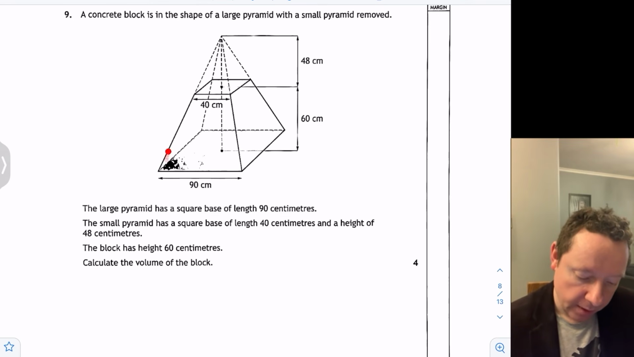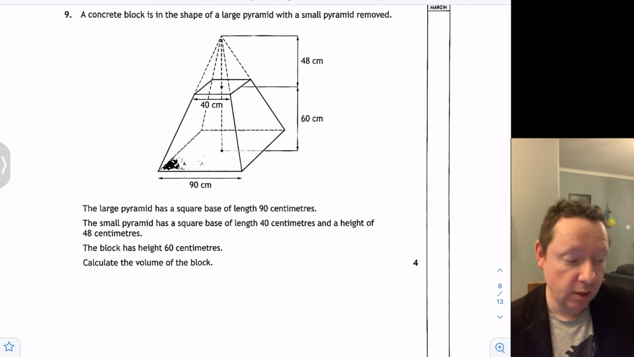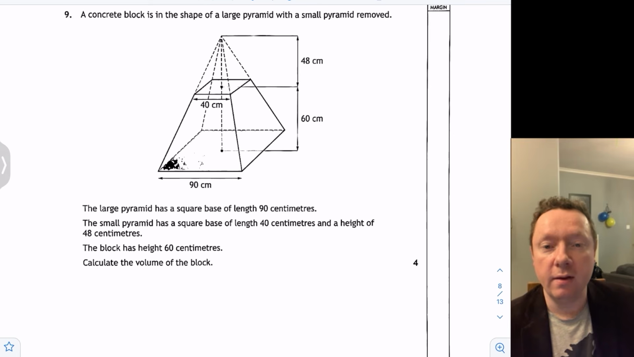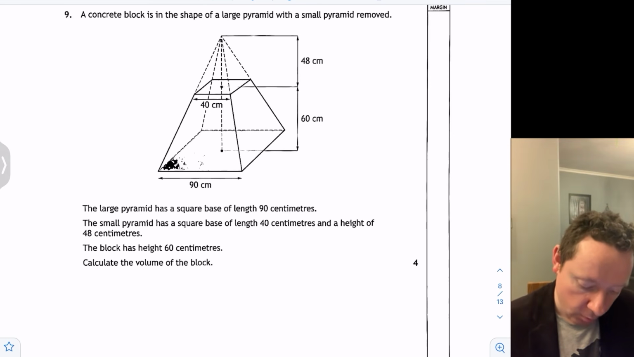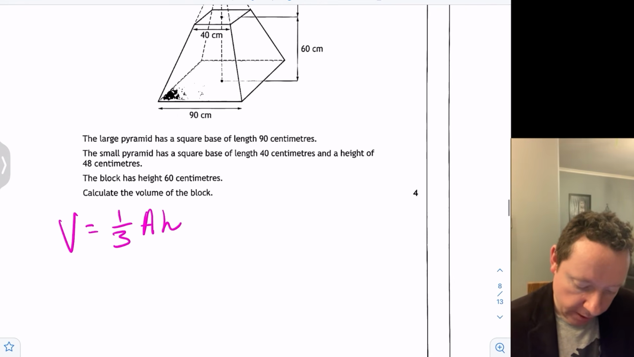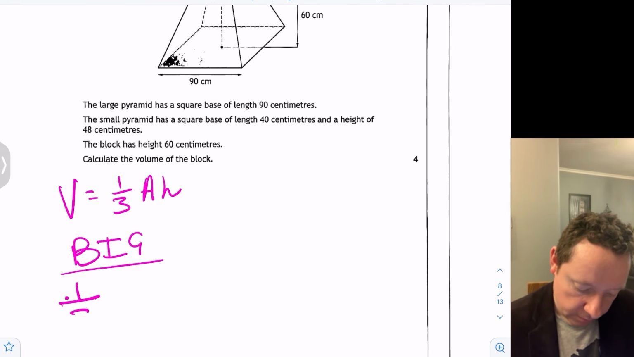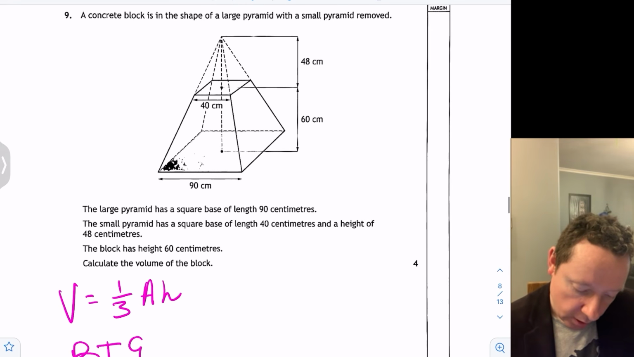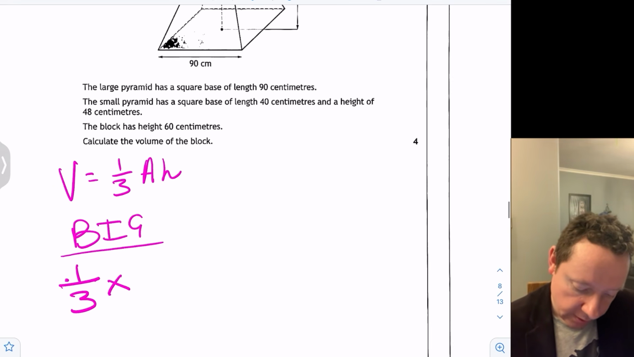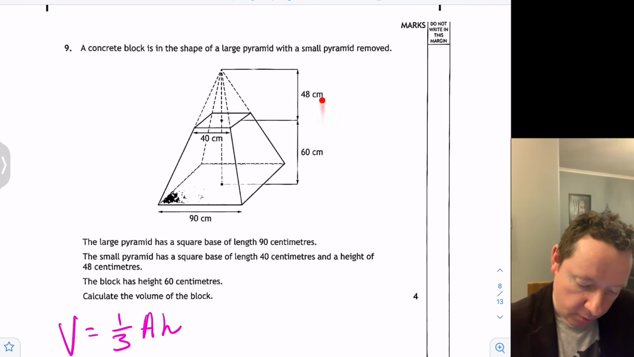So, a big pyramid minus a small pyramid. So go to the start of the exam paper and check the formula for a pyramid. You will see that it is 1/3 of the area of the base times the height. So the volume of a pyramid is a third times the area times the height. So our big pyramid we'll start off with, that's a third times. Now the large pyramid's got 90 on the bottom square base, so 90 times 90. And the height, 60 plus 48 is 108.